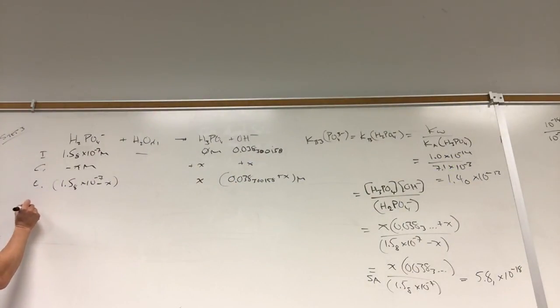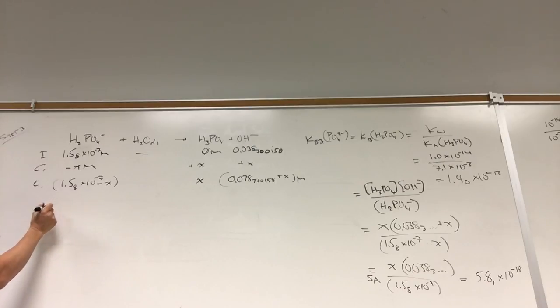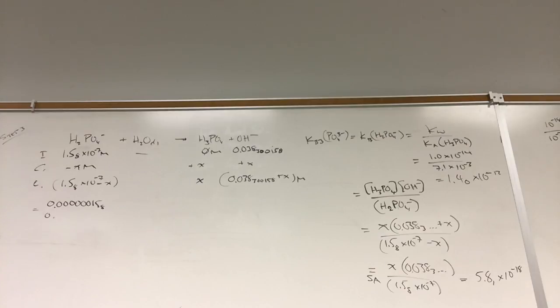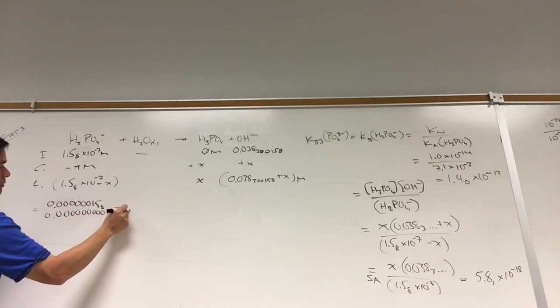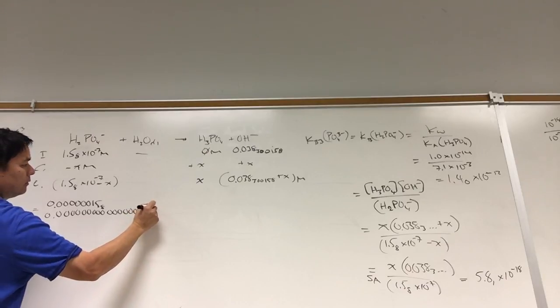So the dihydrogen phosphate is going to be 1.58. Actually, let's get this in decimal form. It will be easier that way. Let's go 6 zeros, one. All right, we'll do 4, 5, 6, 1, 5, 8. And then this is going to have 17 zeros: 1, 2, 3, 4, 5, 6, 7, 8, 9, 10, 11, 12, 13, 14, 15, 16, 17. Then 5, 8, 1.